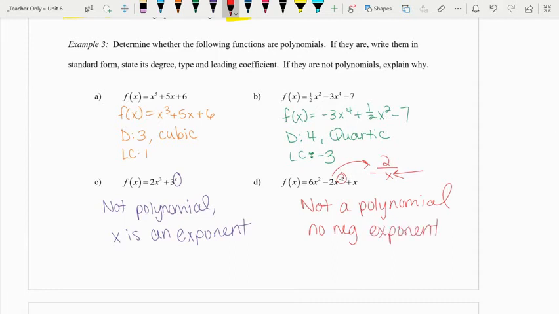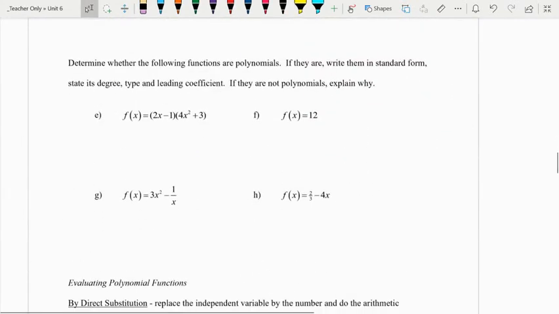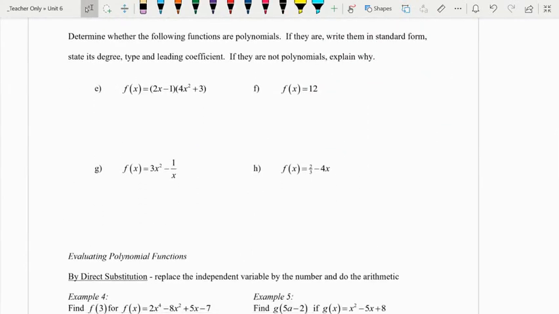Okay. So we're going to determine whether they're polynomials. If they are, write them in standard form. So we're doing the exact same thing, okay? I encourage you to do these on your own first and then watch me do it after.